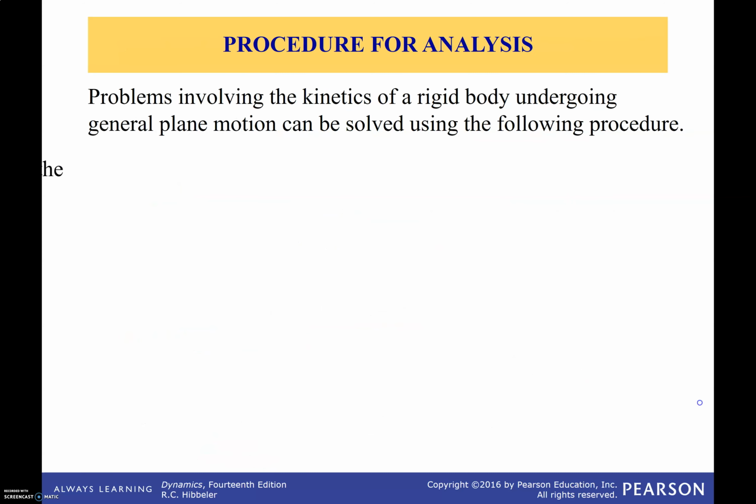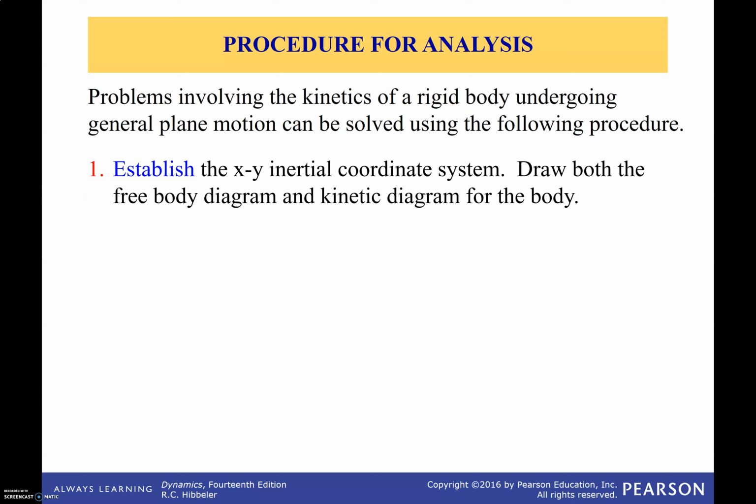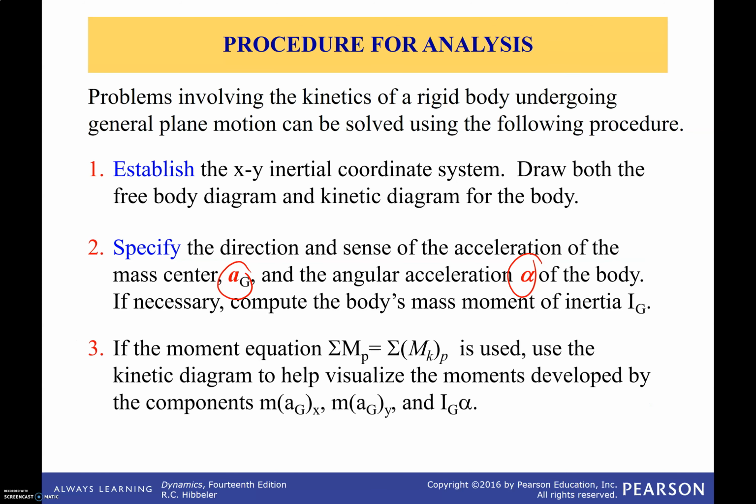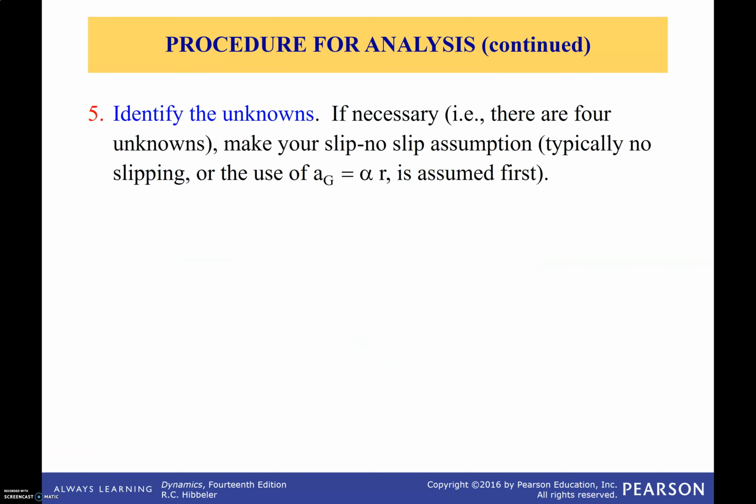So problems, how do we deal with problems? So remember to draw your coordinate system and draw the free body diagram, and the kinetic diagram is useful. Then you need to figure out the accelerations and what is happening to the acceleration of the center of mass and what is happening to the angular acceleration. And then if you're going to use a point other than the center of mass, then you need to write the kinetic equations. And remember, then you're going to have these two terms and you're going to have this term that appears in your equation. So then you write your equations of motion, then identify your unknowns.